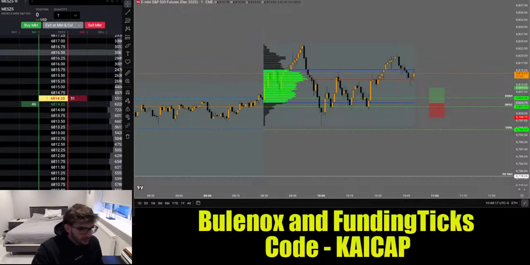Yeah, people really be sleeping on Funding Ticks though. Yeah, it's true. People really be sleeping on them, how amazingly priced they are.